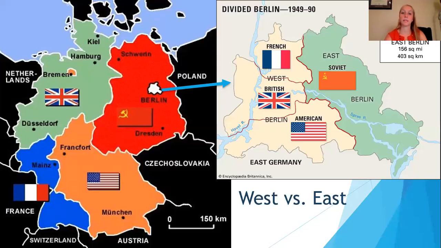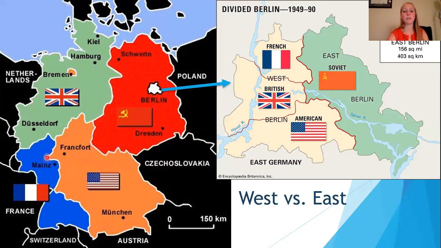So Germany, after World War II, moving into the Cold War, was divided into Western and Eastern sides. The Western sides were made up of the Allied powers. If you look here at this map, you can see the northern section of Germany is made up of Great Britain.